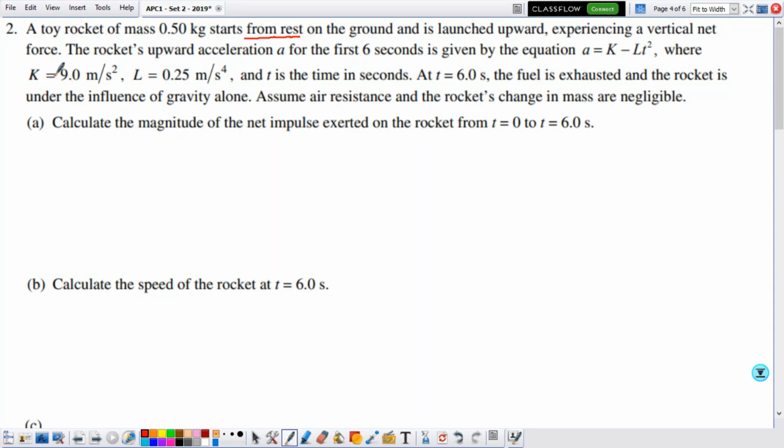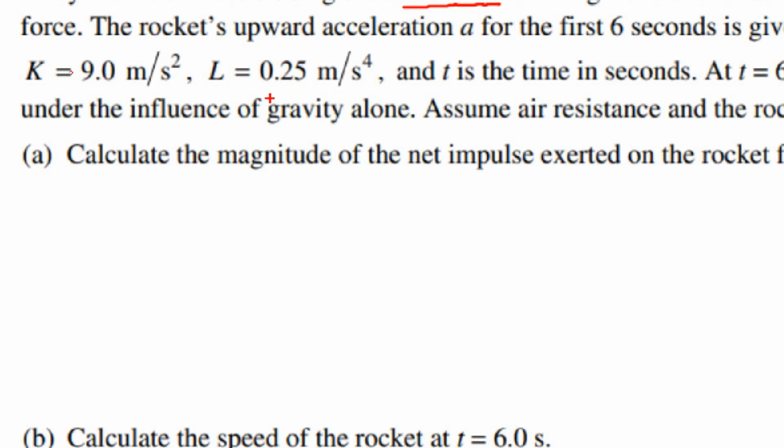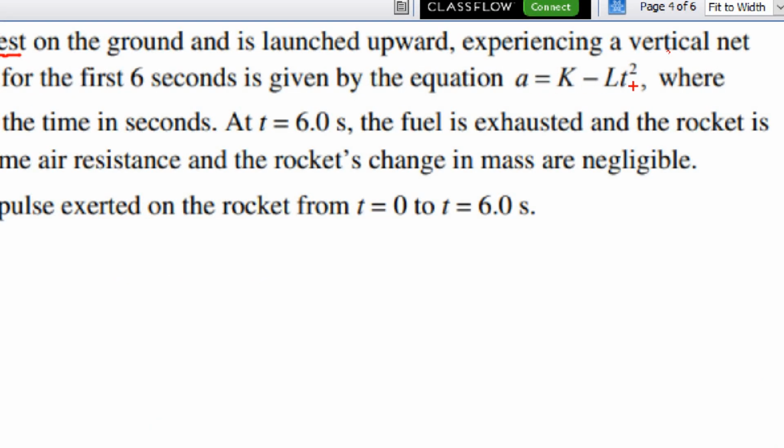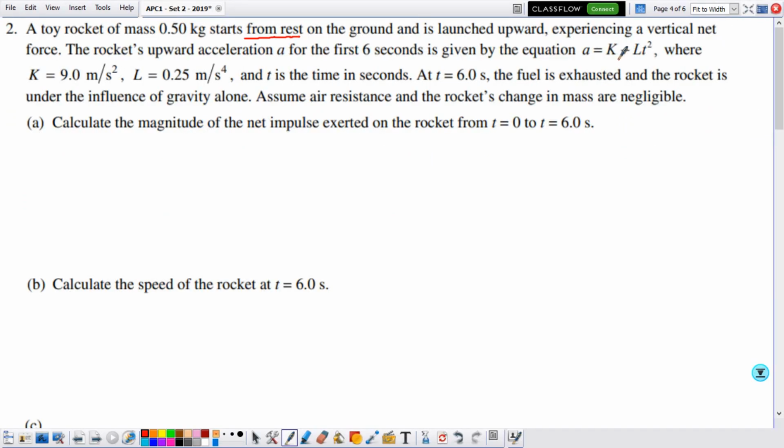Now notice that k and l have their units given in such a way for this equation to agree via dimensional analysis. At t = 6 seconds, the fuel is exhausted and the rocket is under the influence of gravity alone. Assume air resistance and the rocket's change in mass are negligible. Basically, here we have a problem consisting of two phases.